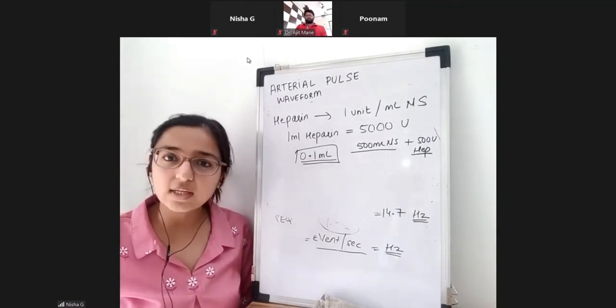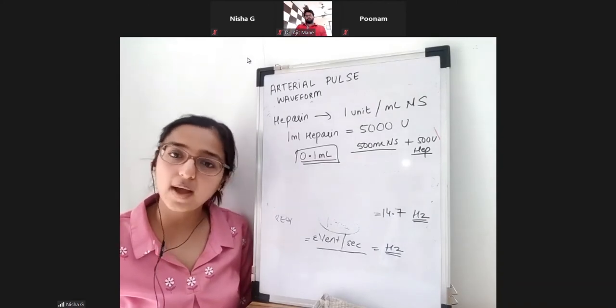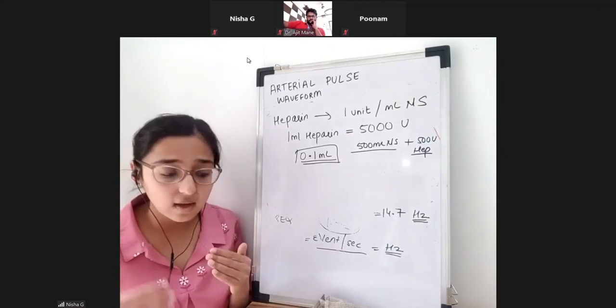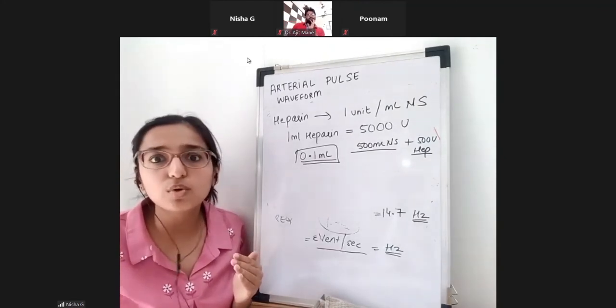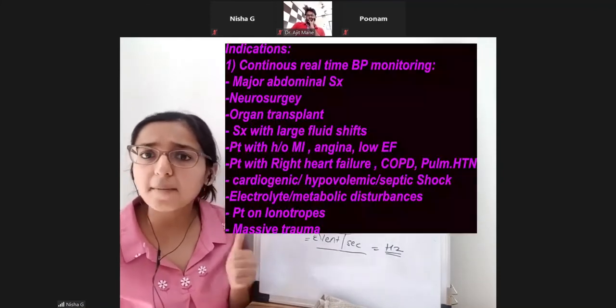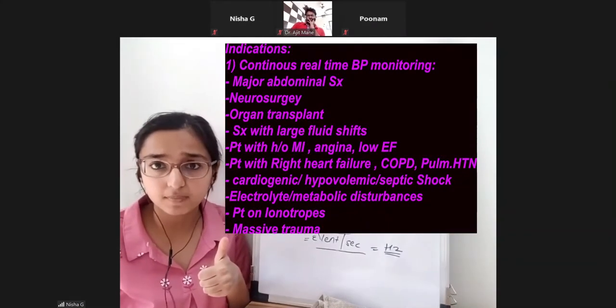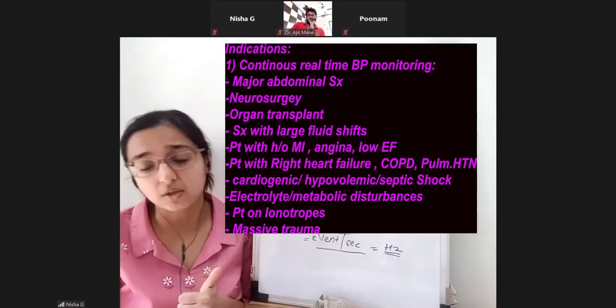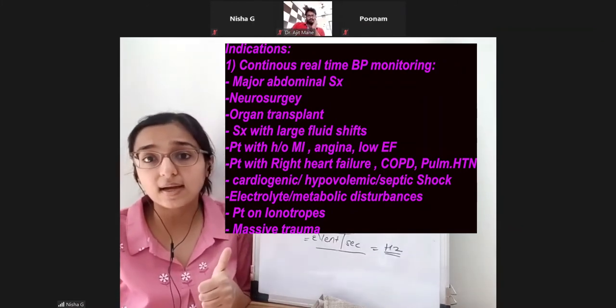But if you're using it in the OT for 1 to 2 hours and you want to add, you are free to add. No issue. Now revise why we want to do arterial BP monitoring. One of the reasons is that you want beat-to-beat BP monitoring, right? Why do we want to be so invasive, enter the artery of a patient? You want continuous real-time BP monitoring.